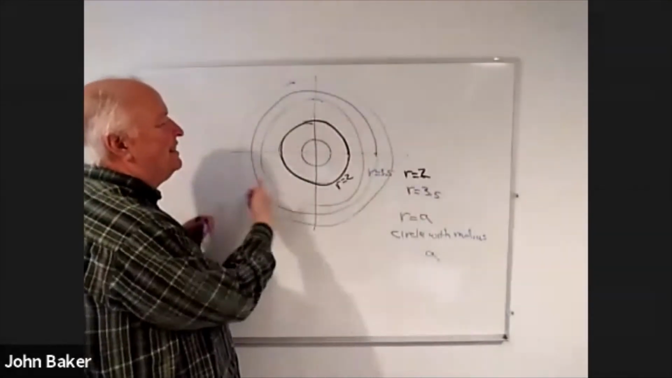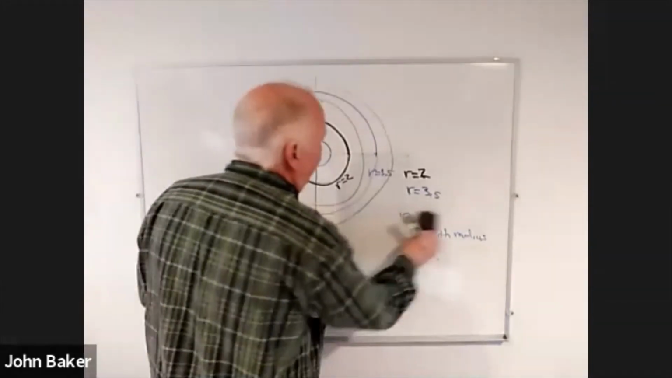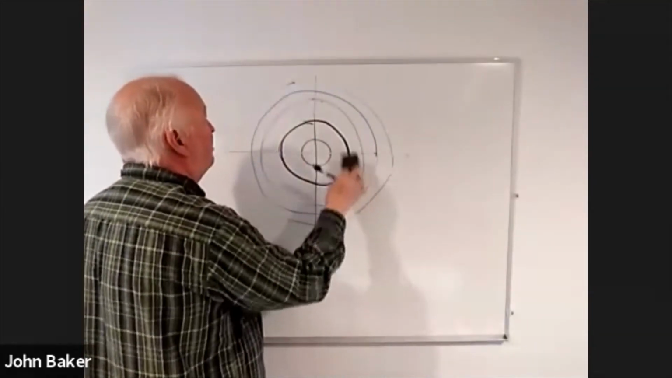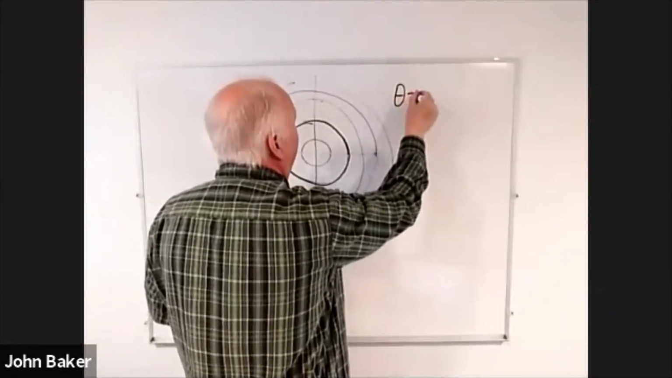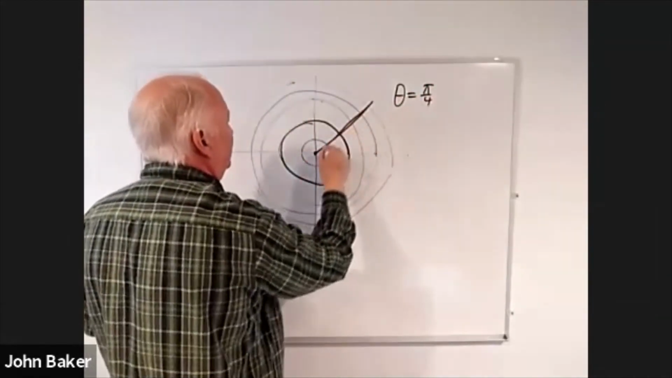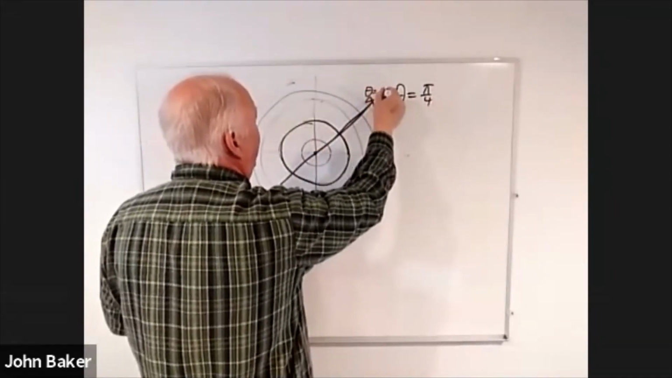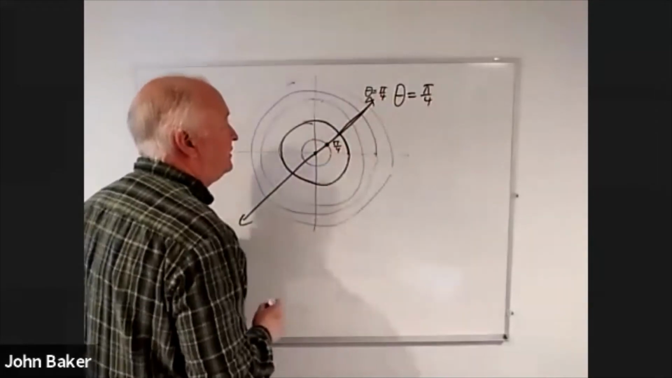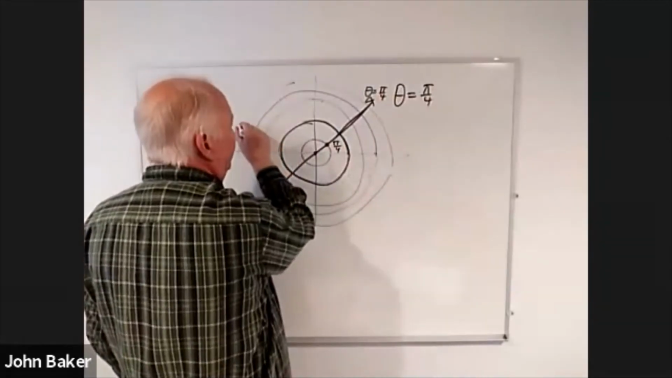Now, let's take a look at lines on the polar coordinate system. Here, we define a line not by its slope, but by its angle measure. So if I say theta equals pi over 4, that means this line right here. This is theta equals pi over 4. It goes through the unit circle here at pi over 4. And that's a line.